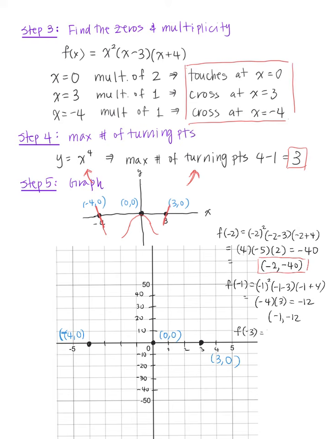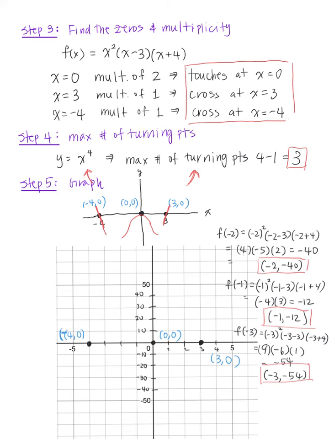So then what do we get? (-3)² times (-3 - 3) times (-3 + 4). So this is going to be 9 times -6, and then multiplying here by 1. So that's -54. So we're going to have (-3, -54). Okay, so let me just box all that so we have a pretty good approximation of how the graph is going to go.